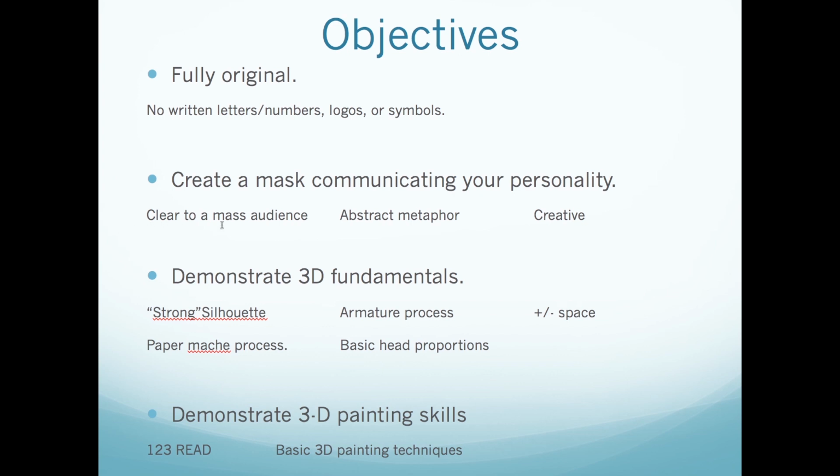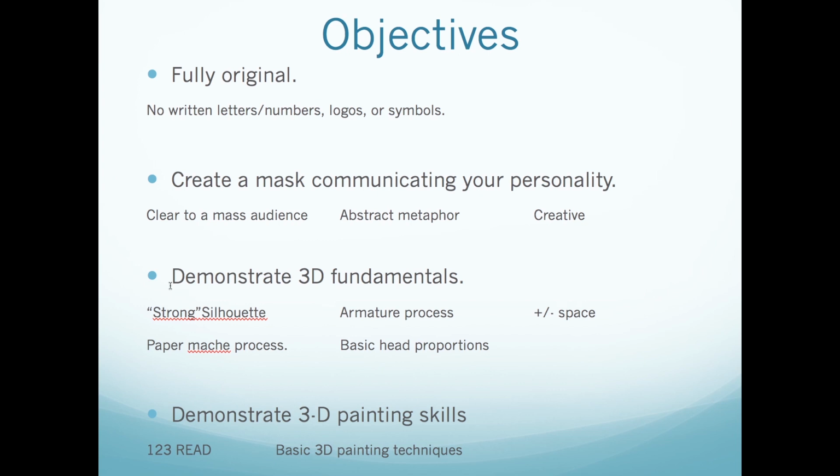So the message has to be clear and to a mass audience. You gotta use abstraction and visual metaphor, just like we covered with the objectivity spectrum. And it has to be creative. The opposite of creative is cliche. We've seen it before, that kind of thing. So you want to use your own solutions and your own ideas.